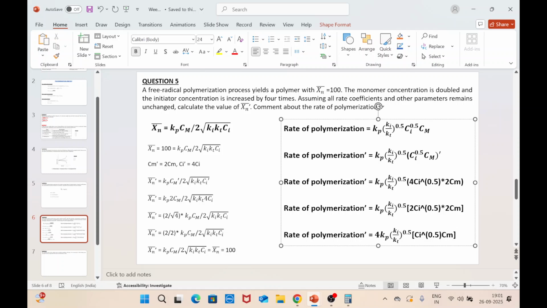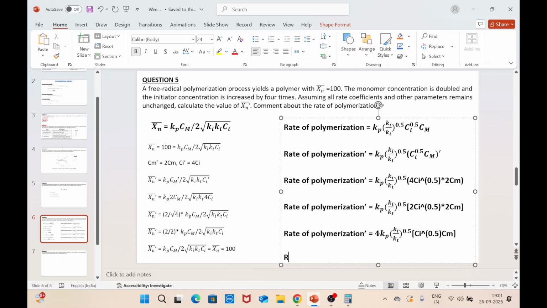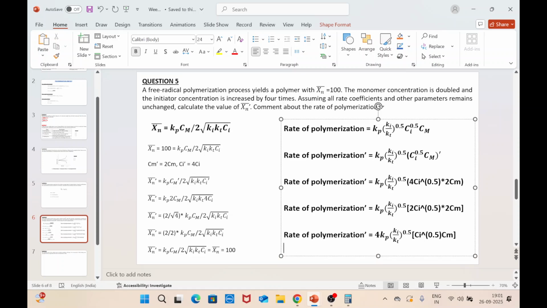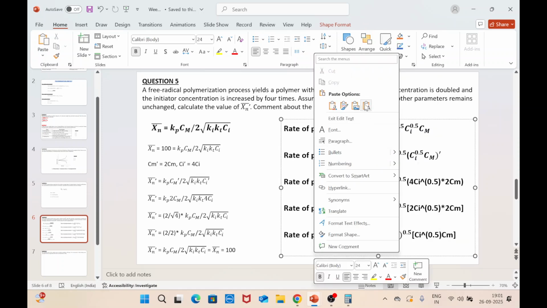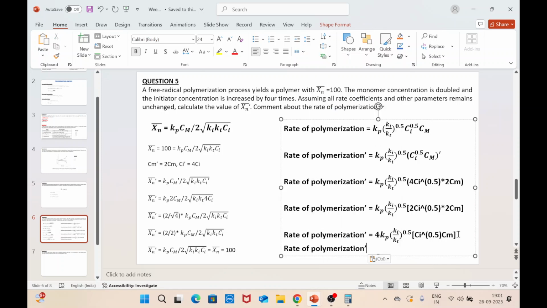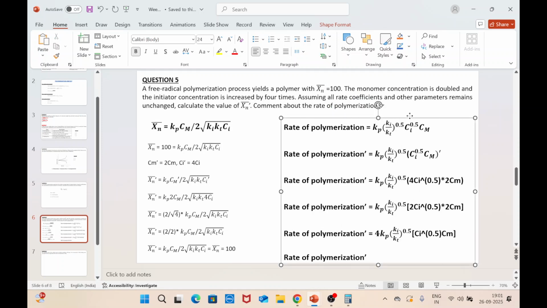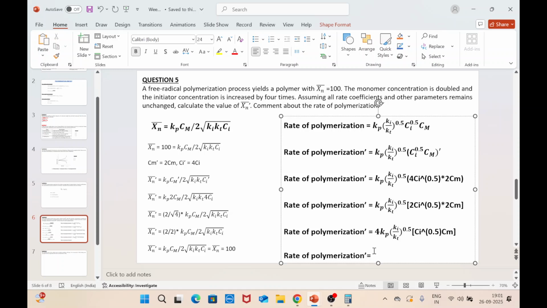So this term Kp, Ki, Kt power 0.5, Ci power 0.5, Cm is nothing but the same as the rate of polymerization, the previous one before these changes were made. So that means the new rate of polymerization is equal to 4 times that of the older rate of polymerization.